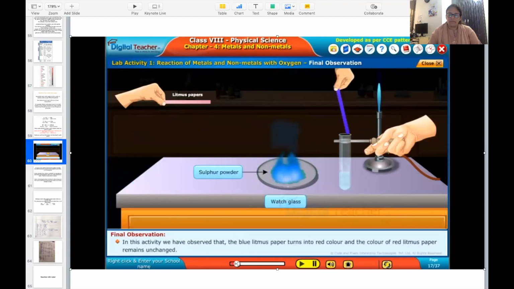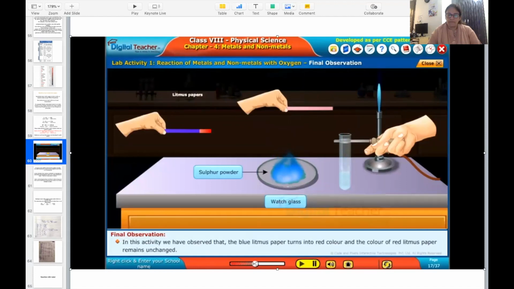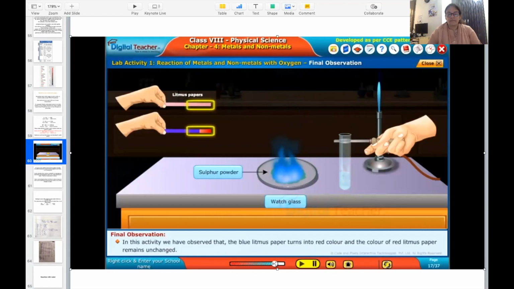In this activity, we have observed that the blue litmus paper turns red and the red litmus paper remains unchanged. So it is very much clear from this activity what happens. Let us move further. You have seen here that blue litmus turned red. That is because the sulfurous acid which we have made here is acidic in nature.